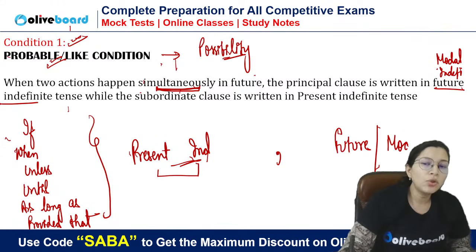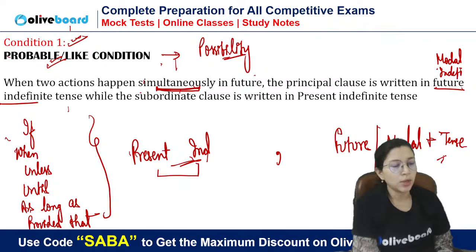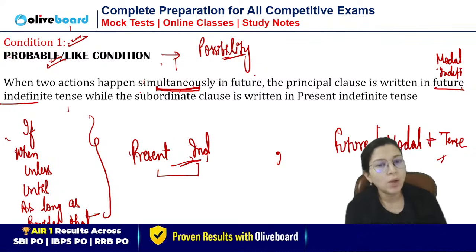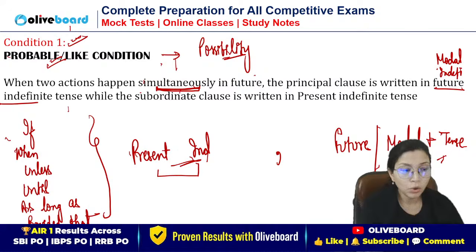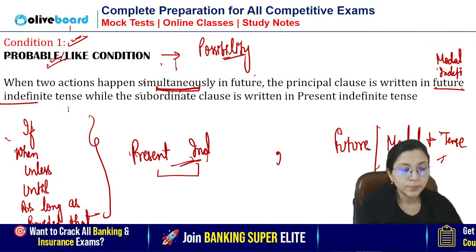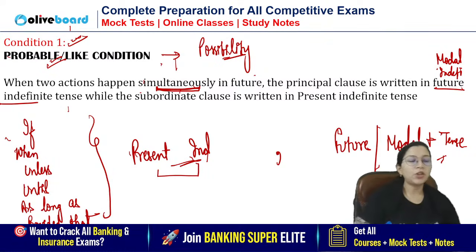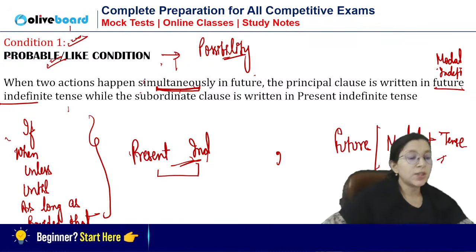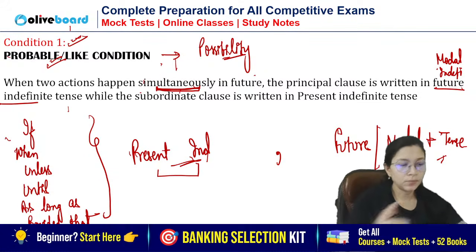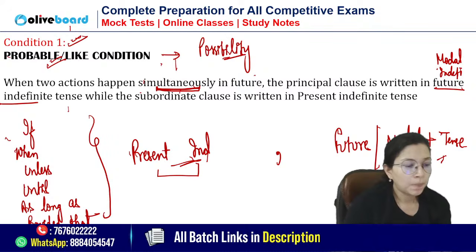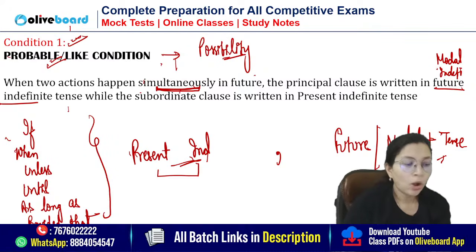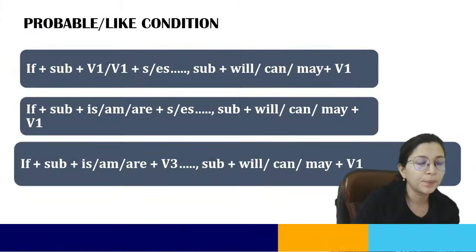Now tell me one thing, do you know all the structures of present indefinite and modal indefinite tense? First of all, the point is this only: do you know all the tenses of future indefinite and present indefinite? Now tell me the structure of present indefinite tense. All the structures that you know. Quickly.